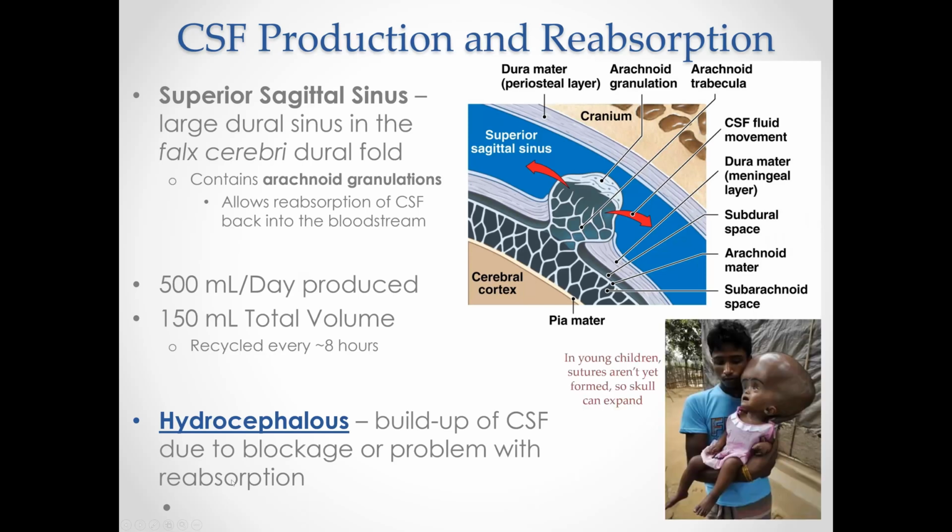In children, this can cause an enormous enlargement of their skull. If you remember from chapter 7, children have those fontanelles and their skull bones are not yet fused together. So the fluid just builds up within the head, pushes the skull bones outward, and doesn't actually affect the brain. So because those sutures are not yet ossified, the skull can expand.